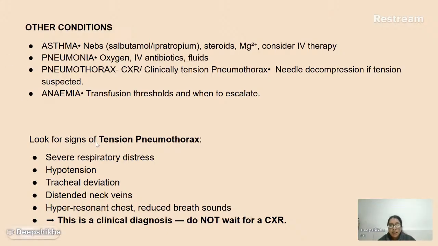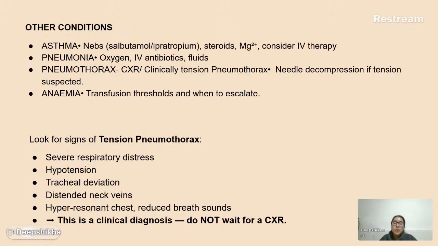If someone's short of breath, these are some signs to look for in tension pneumothorax: hypotension, tracheal deviation, which you can feel, distended neck veins, reduced breath sounds, and a hyperresonant chest. It's a clinical diagnosis, so do not wait for the chest X-ray in this scenario.